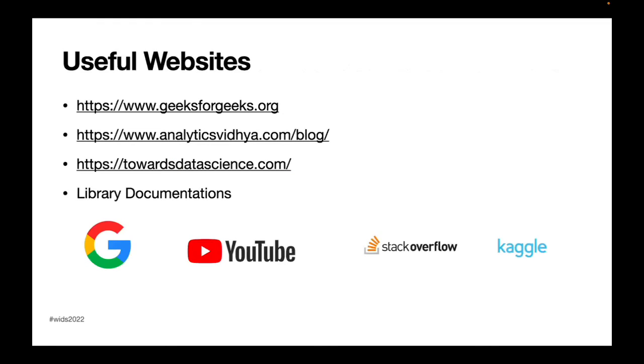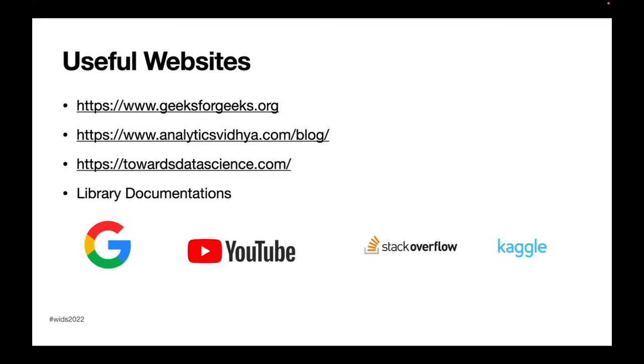Okay, so other useful websites. GeeksforGeeks is just like the W3Schools for data science. Then Analytics Vidhya, they always have blogs on data science stuff. Then towardsdatascience.com, people are always posting useful stuff. Then always read library documentation. If you have anything you want to do and you have the library for it, just read the documentation.